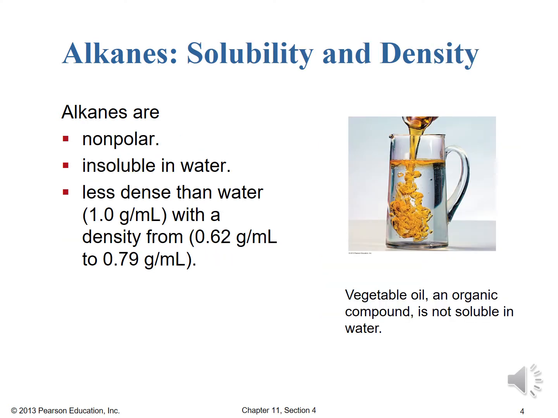Okay, so that image may look familiar from our very first lecture on chapter 11. We saw the oil and water image, but now we're talking specifically about alkanes. So alkanes, without exception, are nonpolar. Therefore, they're insoluble in water. They're less dense than water, with a density that ranges from about 0.62 grams per milliliter to about 0.79 grams per milliliter for the common alkanes that we encounter. So here, vegetable oil, an organic compound, is not soluble in water. Vegetable oil is not just an alkane, but it does behave like an alkane, so that's why we show that image there.